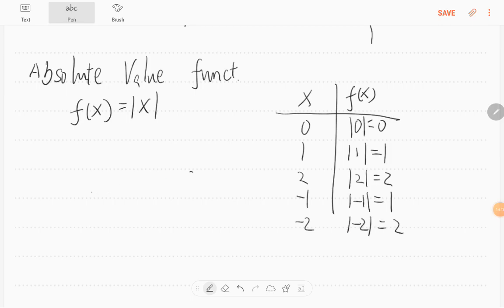Okay, so we can use these points to draw the graph. 0, 0 is here. 1, 1 is here. 2, 2 is here. And of course 3, 3 is here. How about negative numbers? The absolute value of negative 1 equals 1, so negative 1, 1 is here. Negative 2, 2 would be here.